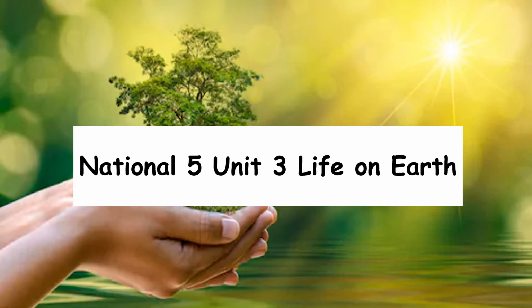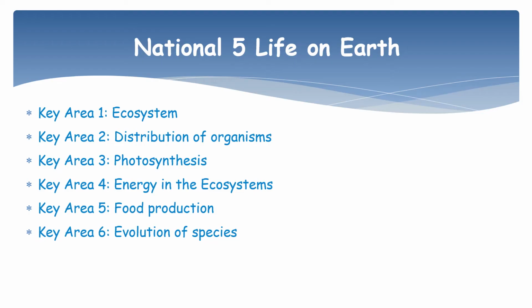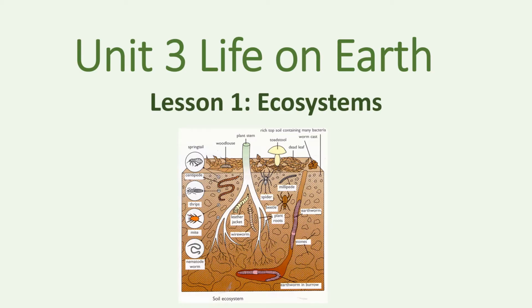Today we're going to be moving on to Unit 3, which is called Life on Earth. The Life on Earth unit is broken down into 6 key areas. The key areas we're going to look at are key area 1, ecosystems, key area 2, distribution of organisms, key area 3, photosynthesis, key area 4, energy and ecosystems, key area 5, food production, and key area 6, evolution of species. Today we're going to be looking at the first key area, which is ecosystems.